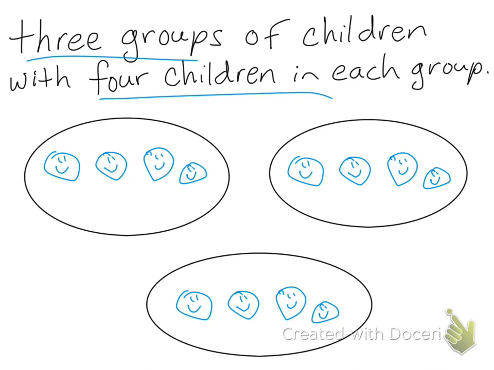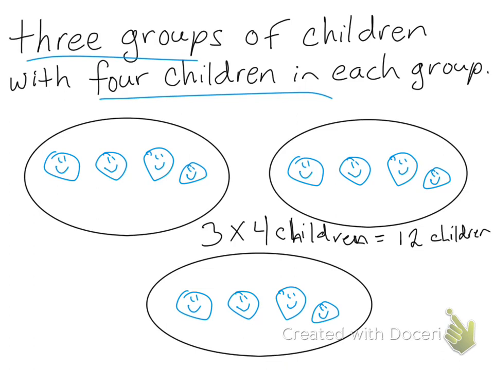Okay, so my multiplication number sentence would look like this. 3 times 4 children. My H's aren't working so well. Children equals, and I have a total of 12 children.